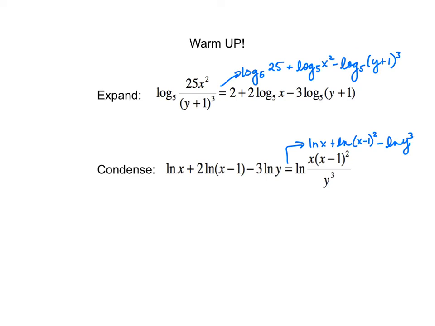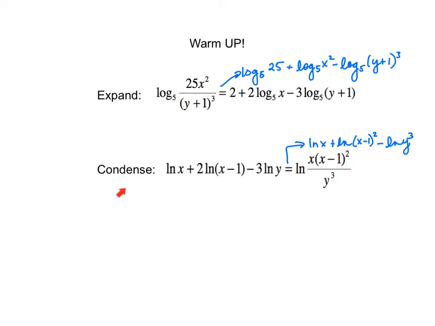Okay, so as you can see, we're expanding. So it would be log base 5 of 25 plus log base 5 of x squared. Notice the product minus log base 5 of the quantity y plus 1 cubed. Then log base 5 of 25 is 2. My exponent moves to the front, so it's 2 log base 5 of x. This exponent moves to the front, minus 3 log base 5 of y plus 1.